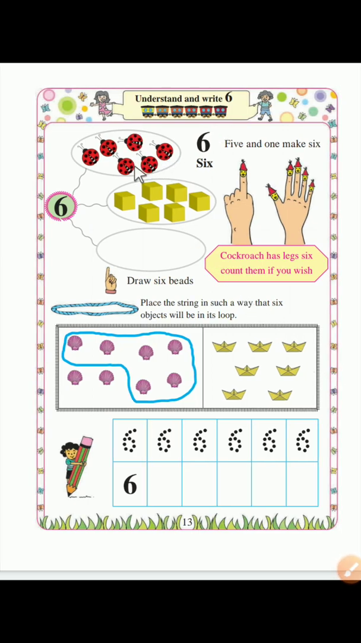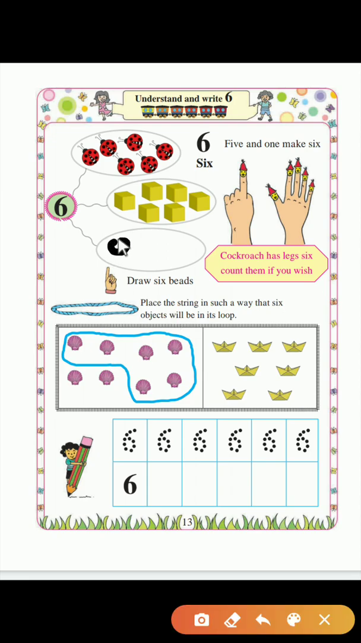Number 6. Here we need to draw 6 beads. 1, 2, 3, 4, 5, 6. Now place the string in such a way that 6 objects will be in its loop. We need to place this string so that only 6 objects will be in this loop.